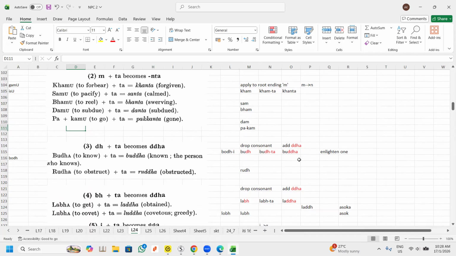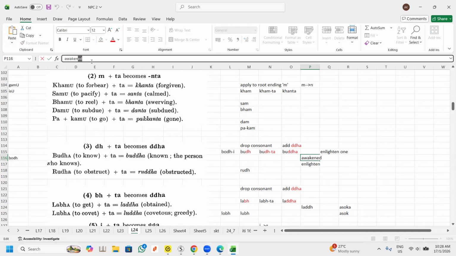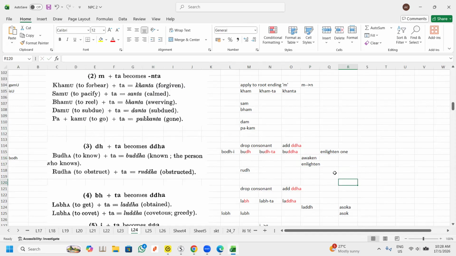Technically, you should translate Buddha as awakened. Awakened or enlightened. Enlightened. Awakened and enlightened. This is correct. Awakened, past participle, awakened. It's like that. So it's awakened.